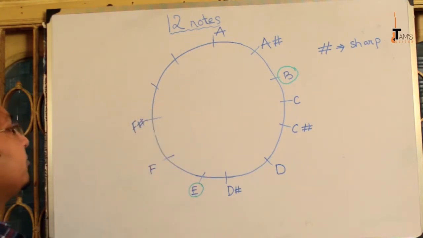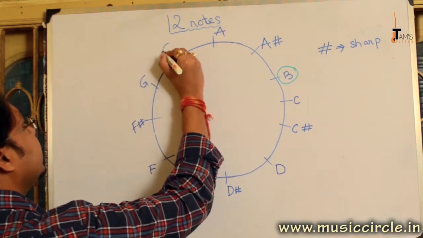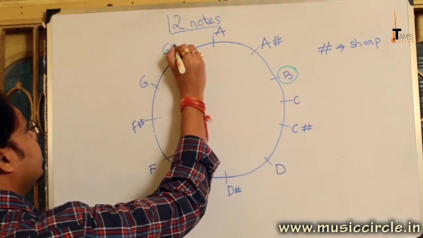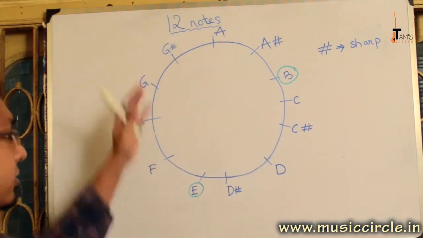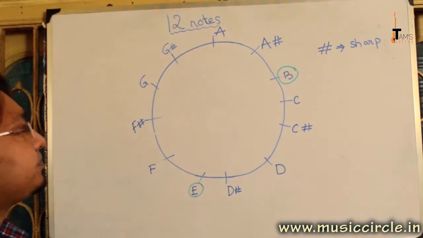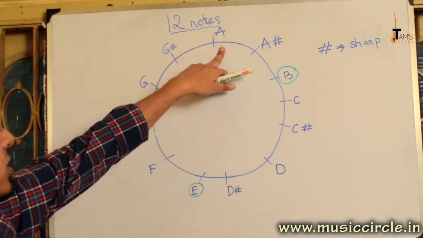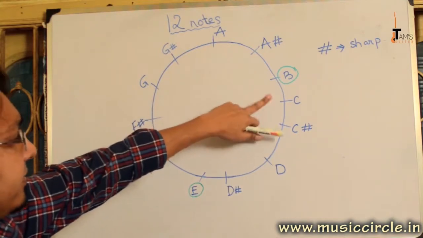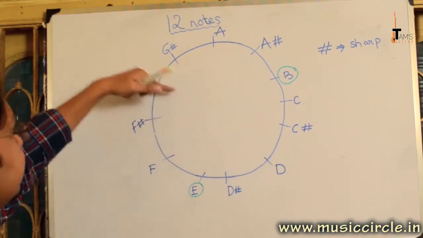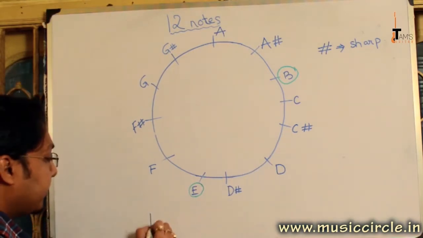And after F sharp we have G. And after G we have G sharp. Okay, so these are the notes present in music, and the notes that don't have any sharp are called natural notes, like A, B, C, D, E, F, G. These are natural notes, so you can copy this down.